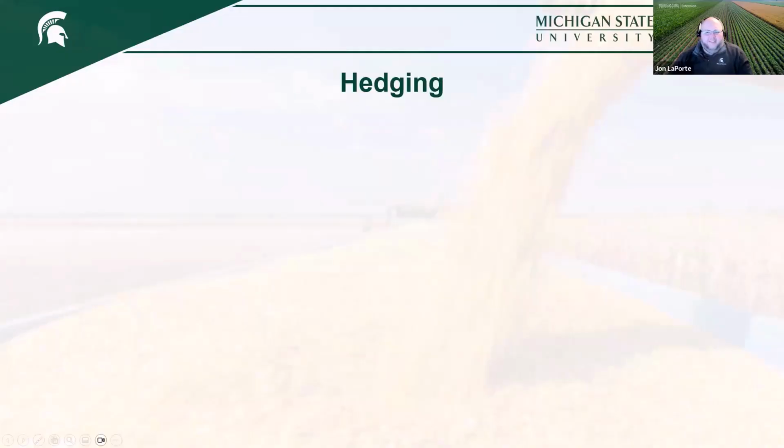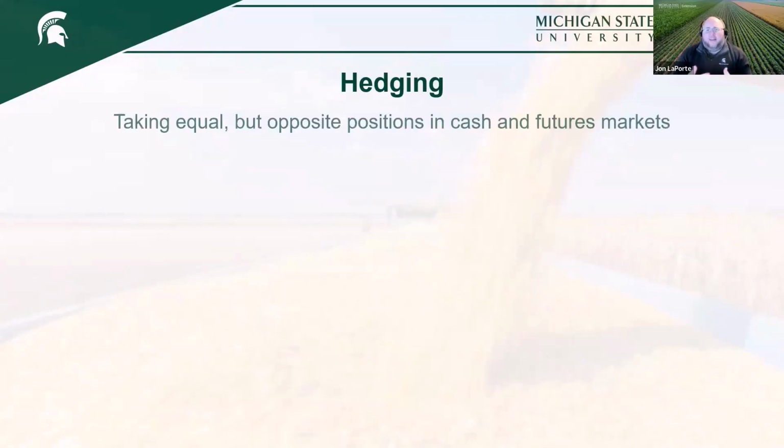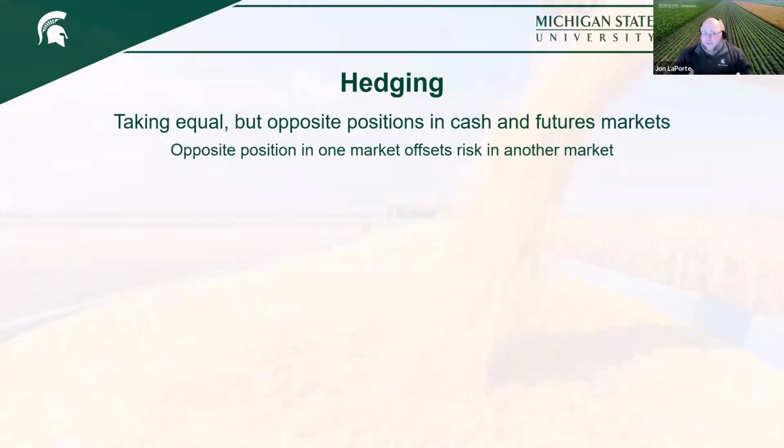So I want to talk about this idea of hedging, because hedging is really important for futures contracts. It actually also applies to a lot of the other decision tools that we're going to talk about. The first thing to understand about hedging is that you're going to be taking equal but opposite positions in either the cash or the futures market. And so an opposite position in one market is intended to offset the risk in another.